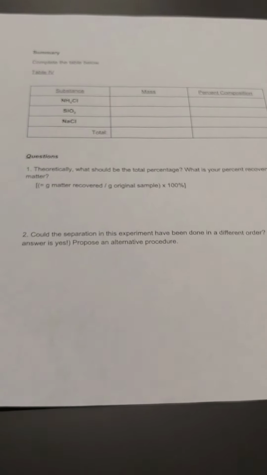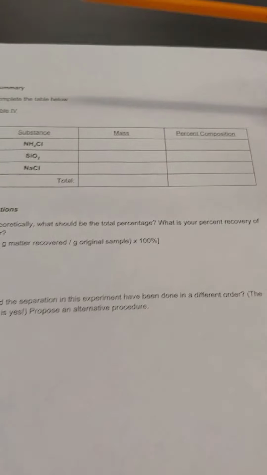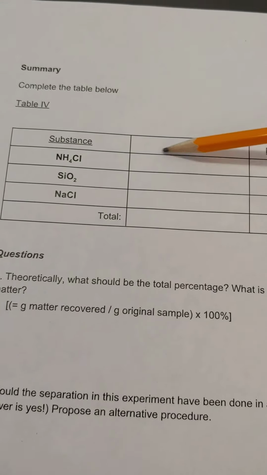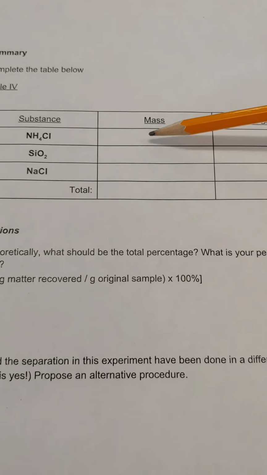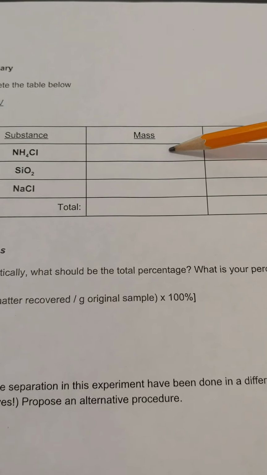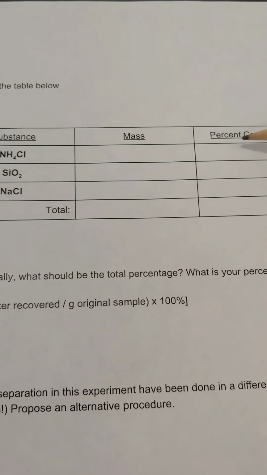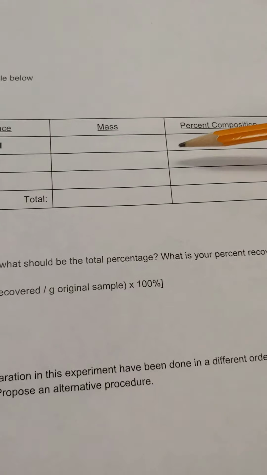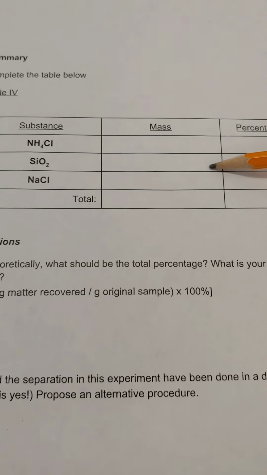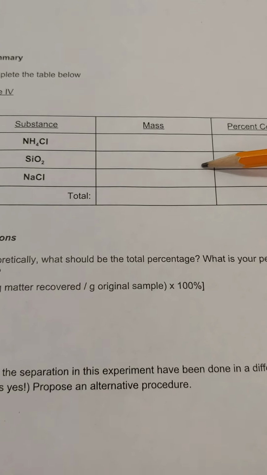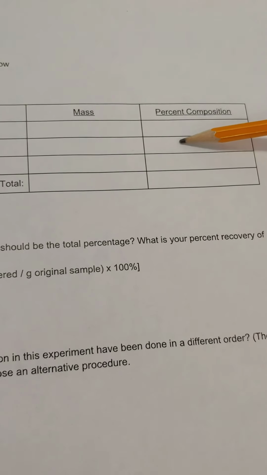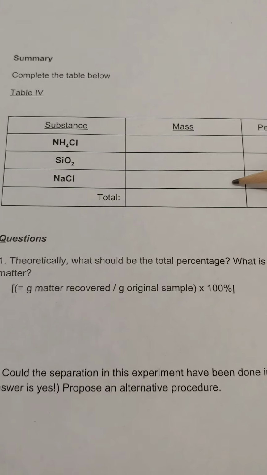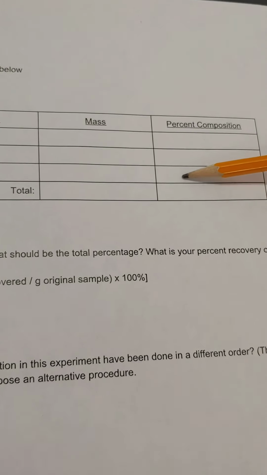So the last part of the lab is the summary, and in the summary what we're going to do is fill out table 4 here, and we're going to get the masses from the previous tables. So the mass of the ammonium chloride, that was from table 1, and what percent composition, what was the percent of the ammonium chloride in that sample. And then from table 2 we're going to get the mass of the dry sand, what its percent composition was. And then the same thing for the sodium chloride, its mass from table 3 and its percent composition from table 3.